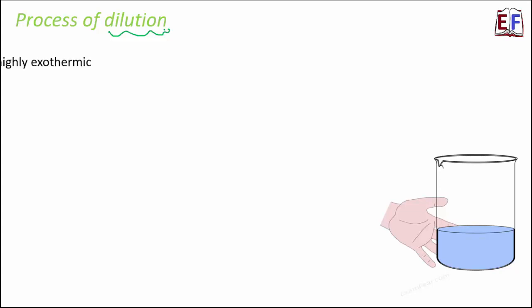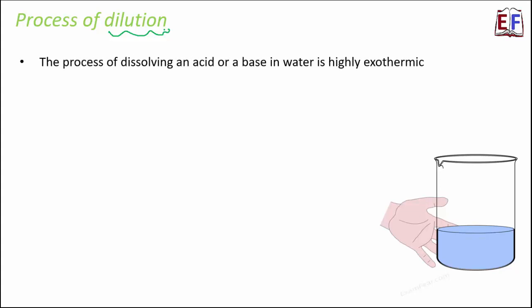Do you know why? Because the process of dissolving an acid or a base is a highly exothermic process. That means a lot of heat energy is generated during this process, and care must be taken, because there is so much heat generated that it can even cause burns. So it is important that we do it in the right way. And what is that right way to do dilution?